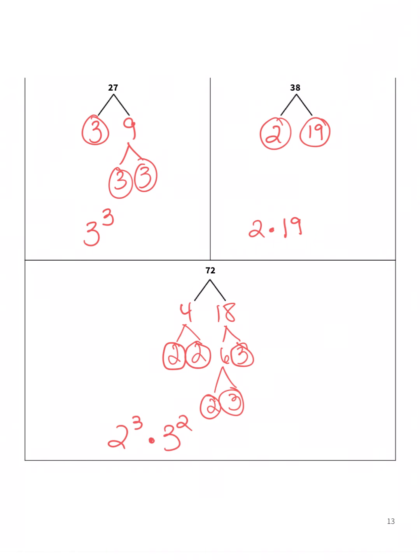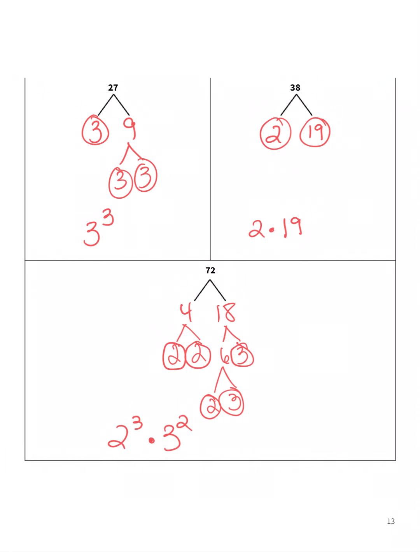And for 27, the prime factorization is 3 to the third power. 3 times 9 is 27. 3 is a prime, circle it. 9 is not. 3 times 3 is equal to 9. 3 and 3 are prime numbers, so they're circled. There's 1, 2, 3 threes, so it's 3 to the third power.